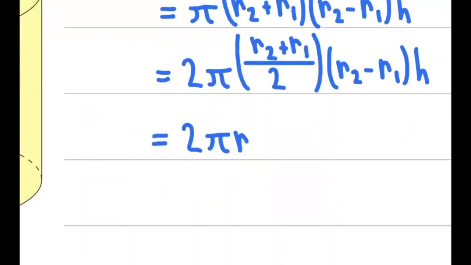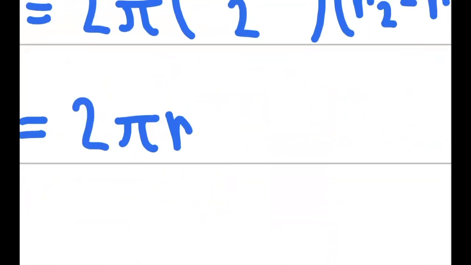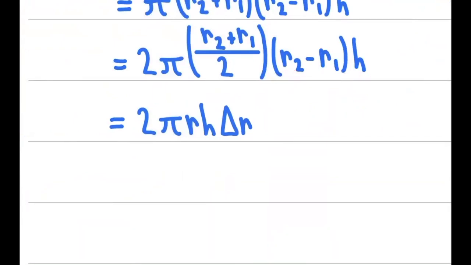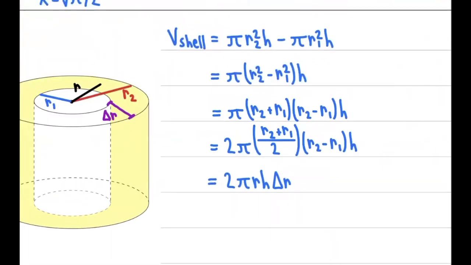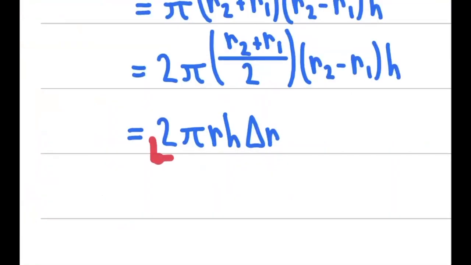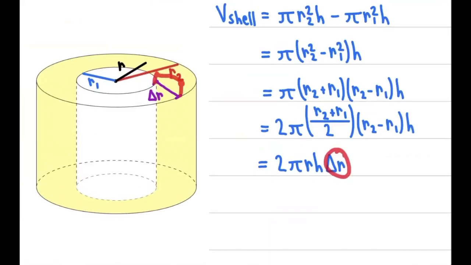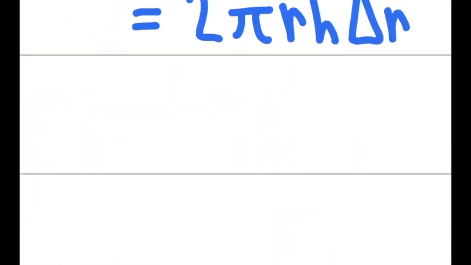Exactly. So you get 2 pi r times h times delta r. I just switched these two. Okay, so that's the volume of a shell. It's just 2 pi times the average radius times the height times the difference between the outer radius and the inner radius, which is delta r. Like I said, this is the formula for the volume of a cylindrical shell, and it can be remembered as circumference times height times thickness, right? 2 pi r is the circumference, h is the height, and delta r is really just the thickness of this cylindrical shell. So that's an easier way of thinking about it.